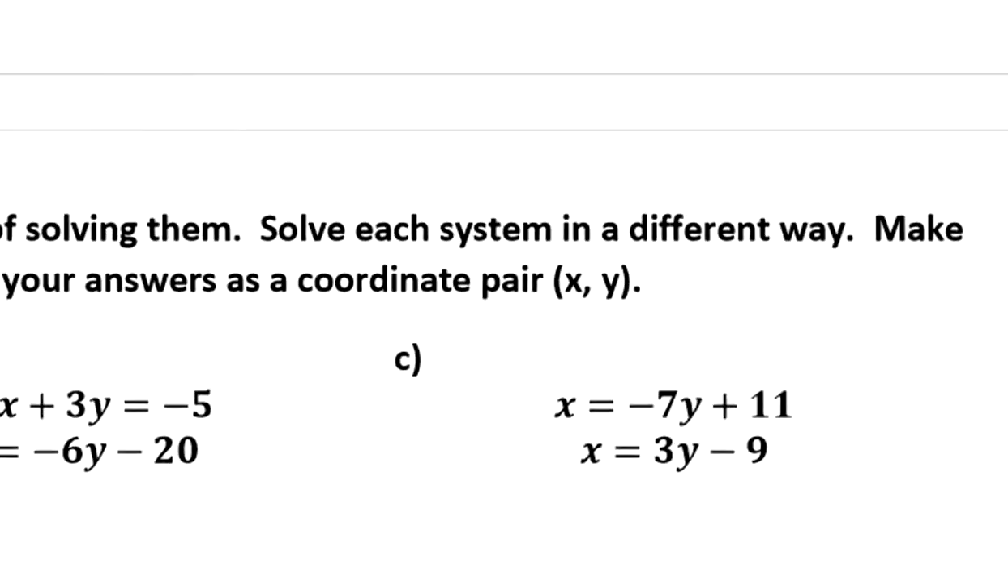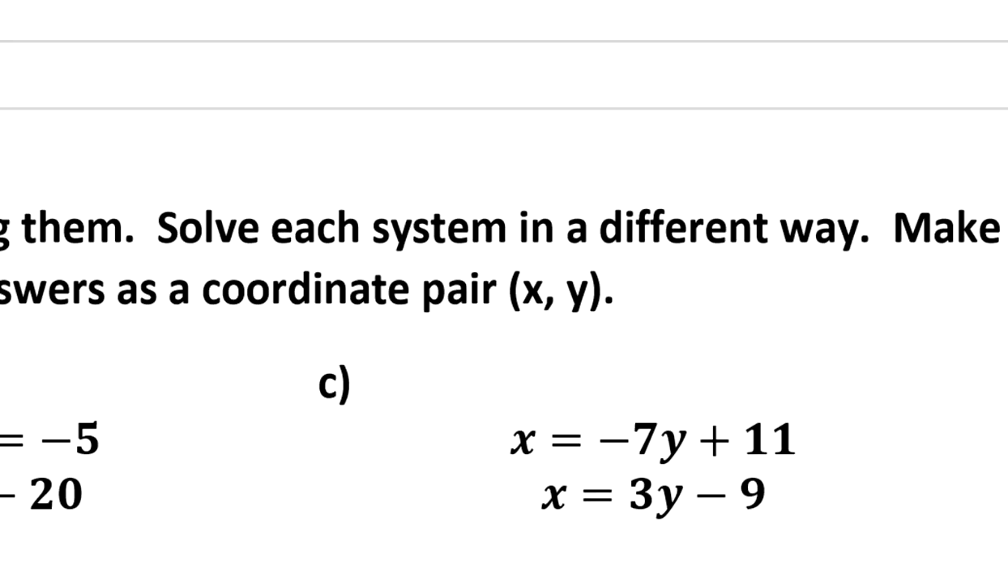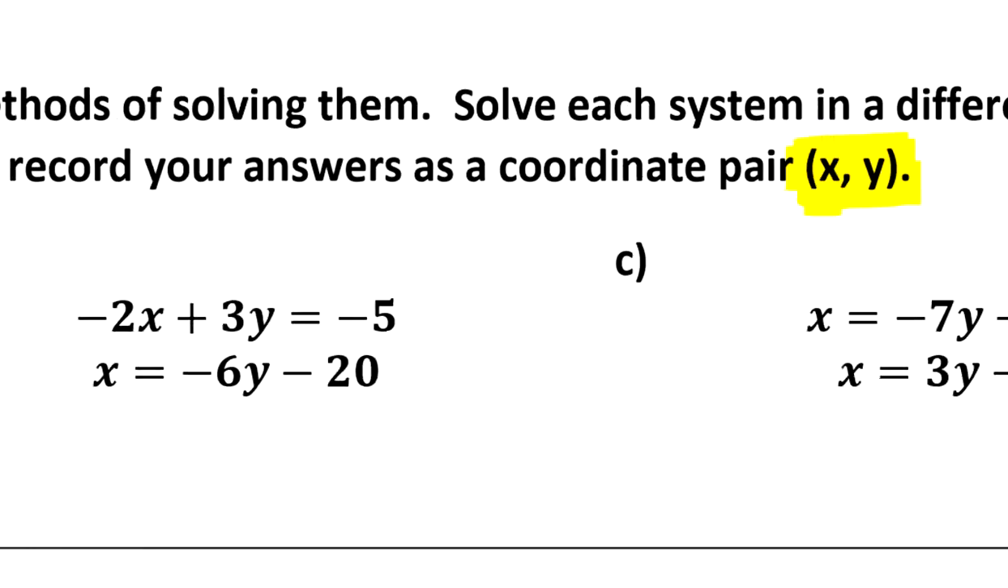This is something that many of you did not do, and I didn't really detect a lot of points for it, but I want you to make sure once you've got an answer, write it as an ordered pair. It's the x value comma the y value. Because remember, we're finding points on the Cartesian coordinate plane where these lines intersect each other.